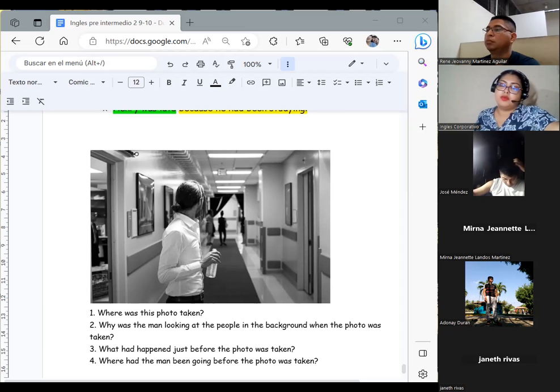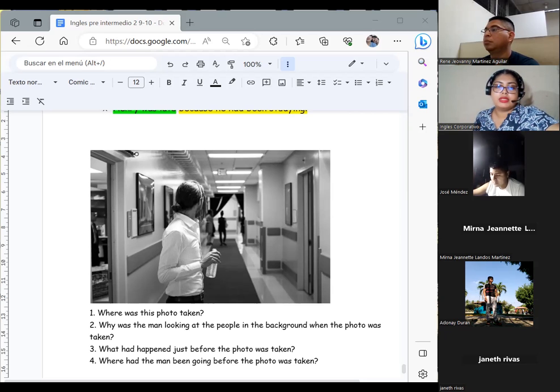Some answers here. We are going to read the first answers that we have on the chat. For the first question, where was this photo taken? It says this photo was taken. Remember that we are using a past. Was taken in a hospital, okay?